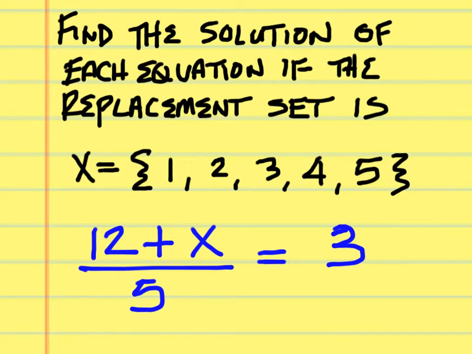What number can I substitute in for x to make this true? If I put a 3 in for x, I get 12 plus 3 is 15. 15 divided by 5 is 3. So 3 is the solution.